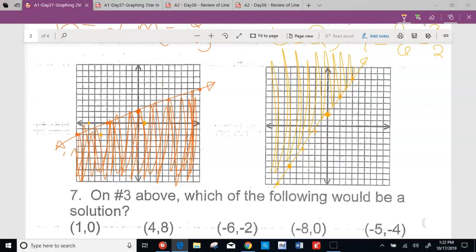And now we use graph 6 over here. So for graph 6, how about 1, 0 at this point? Is it a solution? No, it's not in the shaded zone.